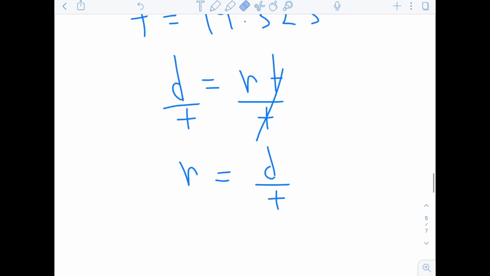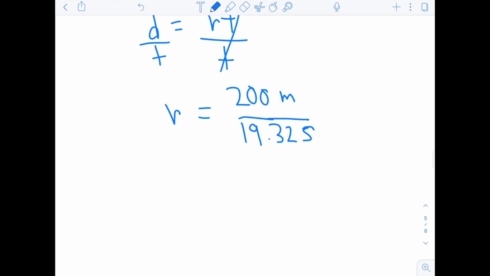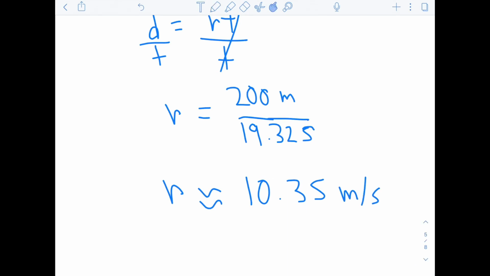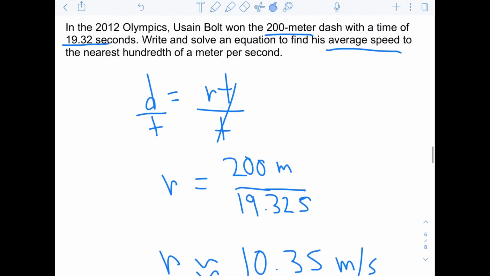So let's plug in the distance and the time. The distance is 200 meters, and the time is 19.32 seconds. So let's divide this, and you'll get that the rate is approximately equal to 10.35 meters per second. And remember, I round this to the hundredths place because it wants it to the nearest hundredth of a meter per second.